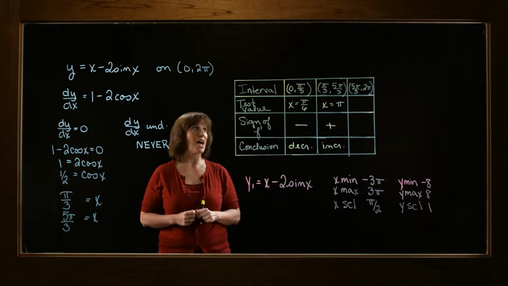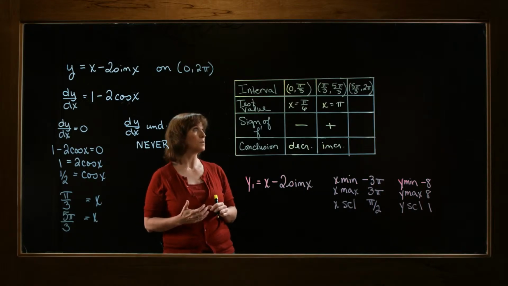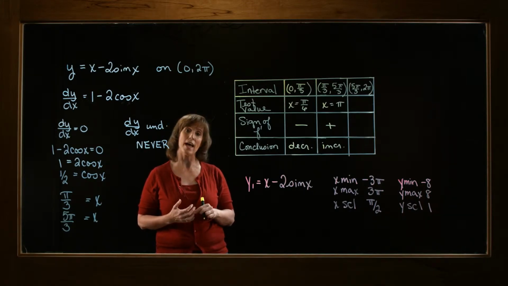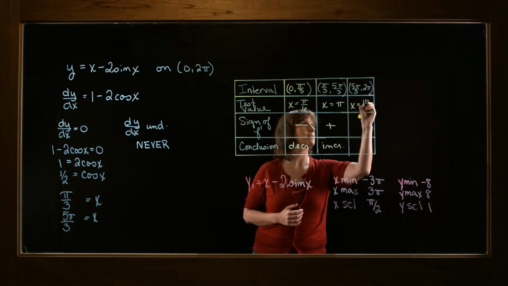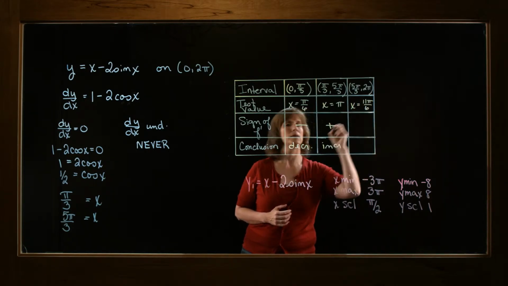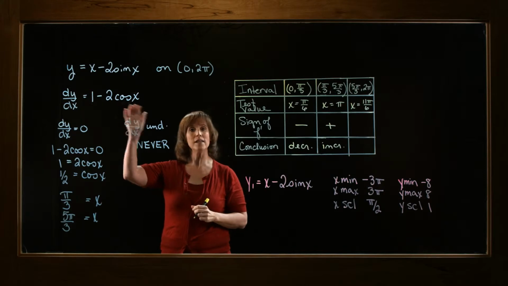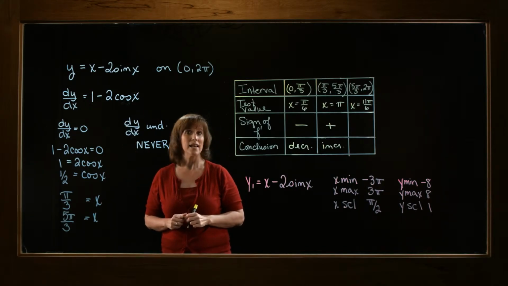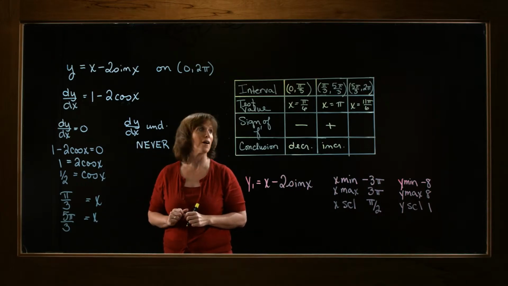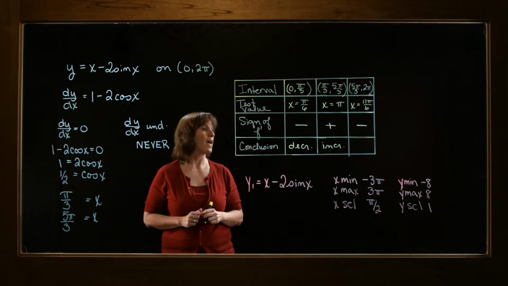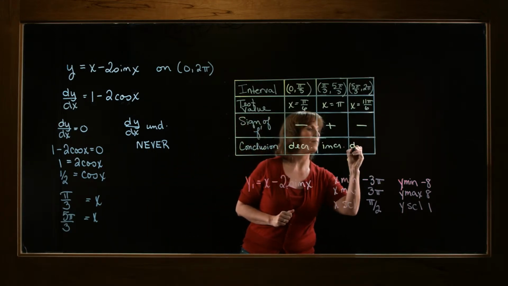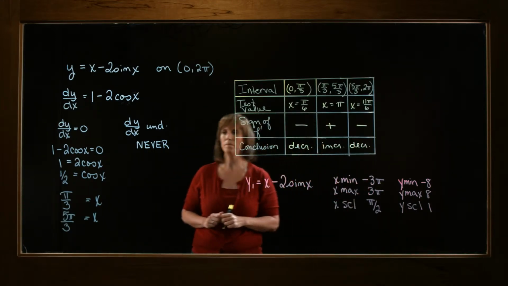One last interval to check. I need to pick a test point between 5 pi over 3 and 2 pi. So let's try 11 pi over 6. The cosine of 11 pi over 6 is going to be the square root of 3 over 2 again. And I know from before that that's going to result in a negative solution. And so that means my graph is decreasing.